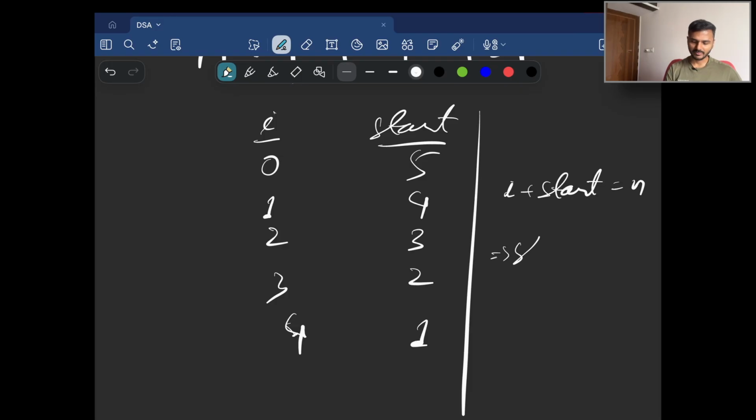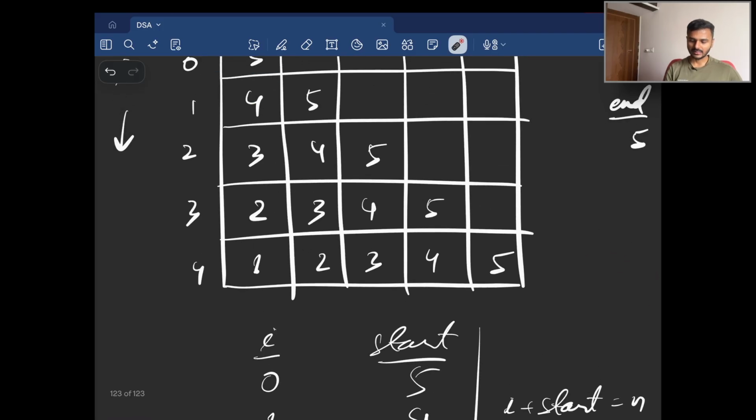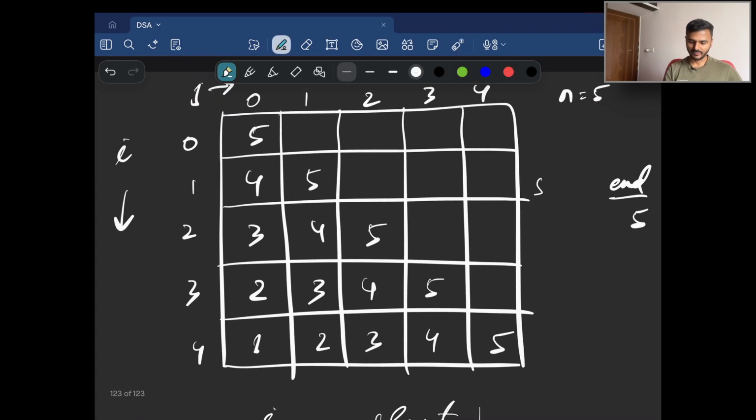Now, does this mean that start is equal to n minus I? It does, right? So if I is 2, for example, start would be n, which is 5 minus 2, which is 3. So start is 3. Similarly, if I is 3, start will be 2, right? So this gave us our start value. So we can say that it is starting from n minus I and ending at n, right?